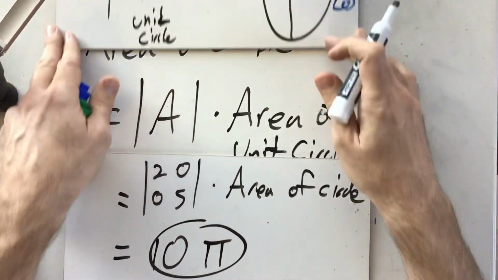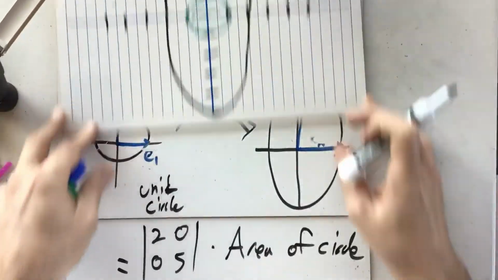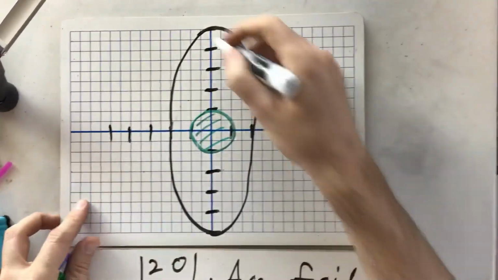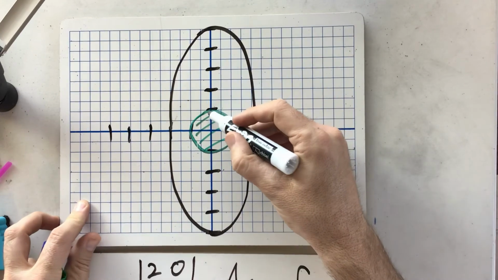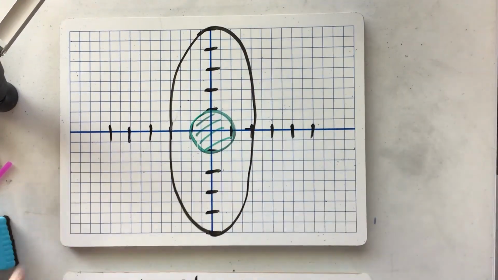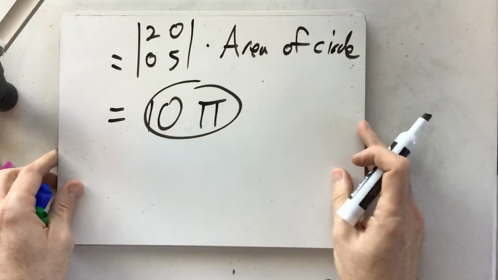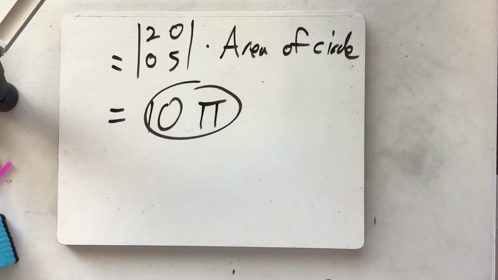So what is the area of that ellipse? Well, it's the area of this circle, which is pi, times a factor of 10, because 10 was the determinant of the matrix needed to transform that circle into that ellipse. So my answer is 10 pi. I don't know about you, but I find this a really interesting result.